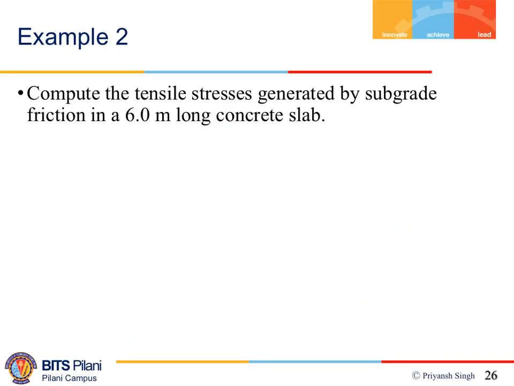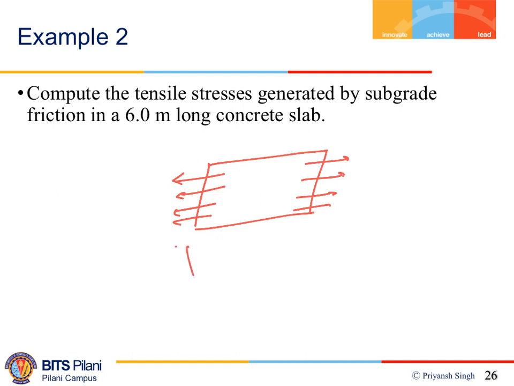Let's come to problem number 2. Compute the tensile stresses generated by subgrade friction in a 6-meter long concrete slab. What happens if you have a concrete slab? The volume of the slab will change due to the variation in temperature or seasonal variation. Also, the volume of the subgrade may change. With respect to this, there will be friction involved, and that friction will oppose this change in volume in the slab. That's why there will be tensile stresses originating due to this friction.